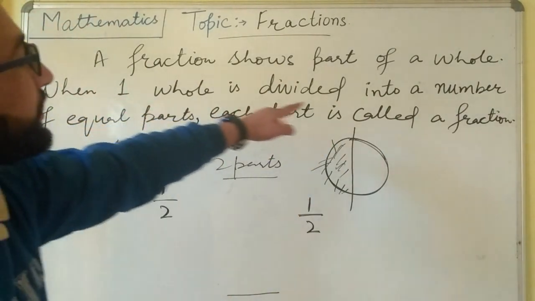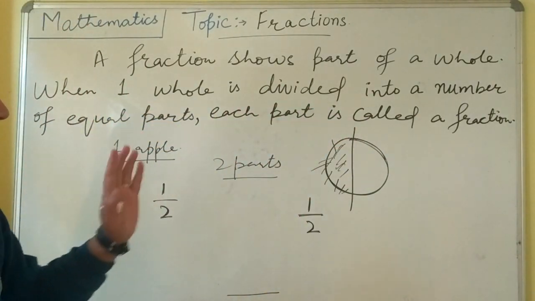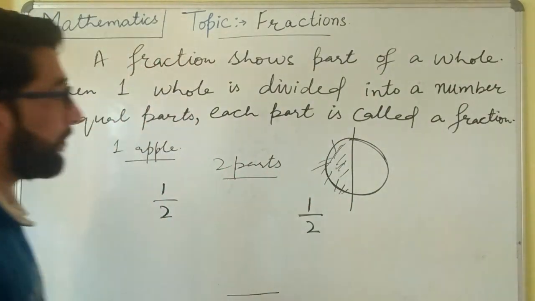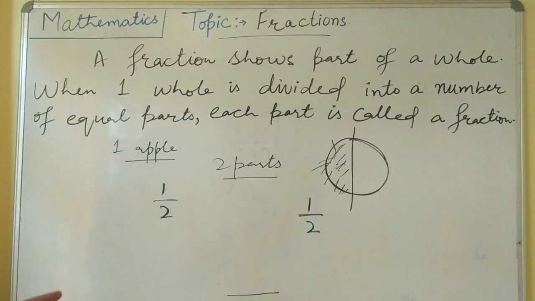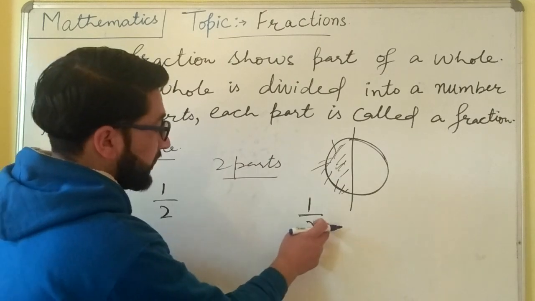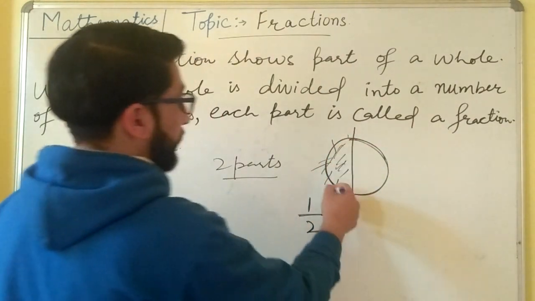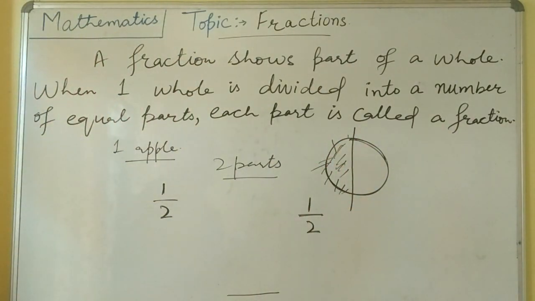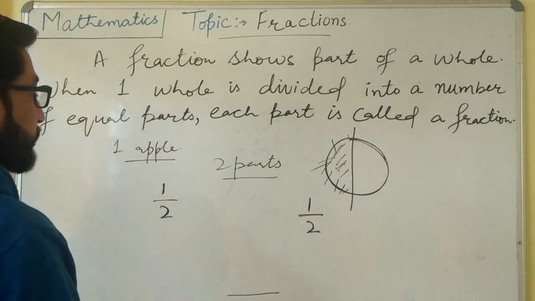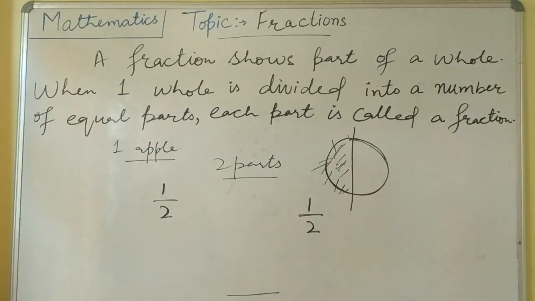When one whole is divided into a number of equal parts, here I have divided it in two equal parts, so that means one half. That means this number 1 by 2 is half of this apple, or one share among the two shares here. So now the question for us is, what are these numbers in a fraction called?